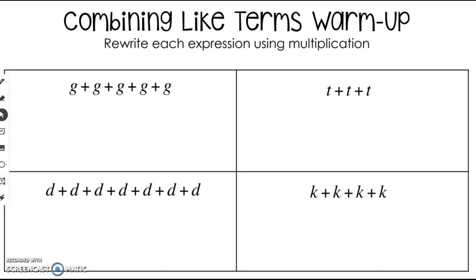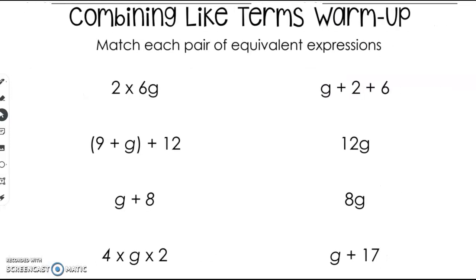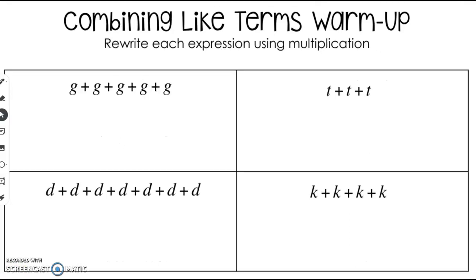What do we do now that we know how to combine like terms? Since we know what our coefficients, variables, and constants are, we're going to look at combining like terms. So what happens when I have g plus g plus g plus g plus g? We're going to rewrite each expression using multiplication just to warm up. You can pause the video here and do the warm up for frame 1 and frame 2. I'm going to go over them with you.